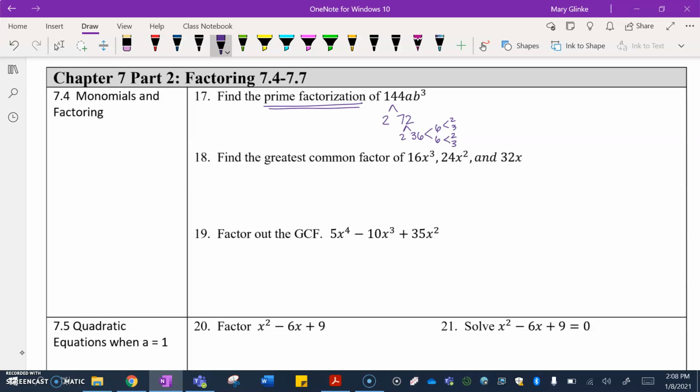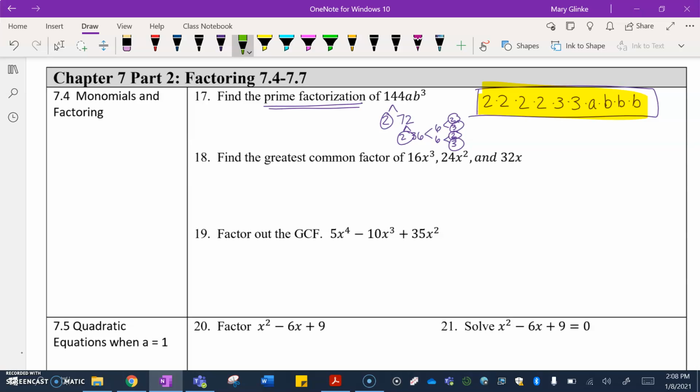So 144, when you break it down, there's a 2, a 2, a 2, and a fourth 2, and then a 3 and a 3. With our variables, we're just going to list A once, but we will list B out 3 times because B to the third power means B times B times B. This is your prime factorization.